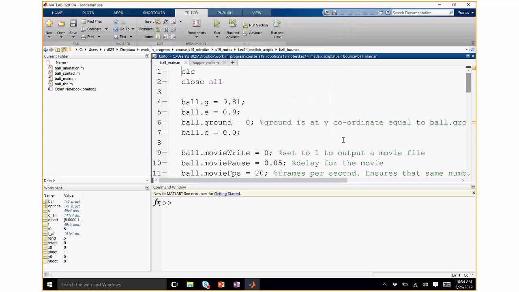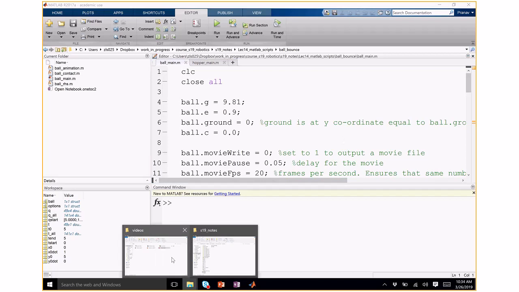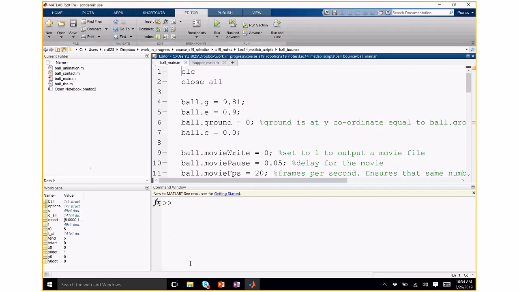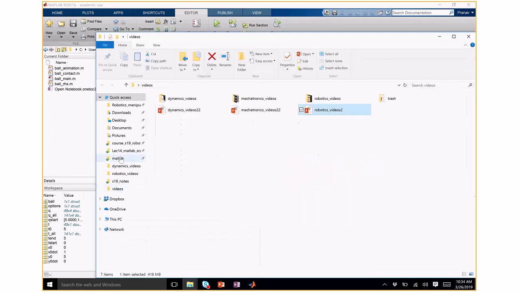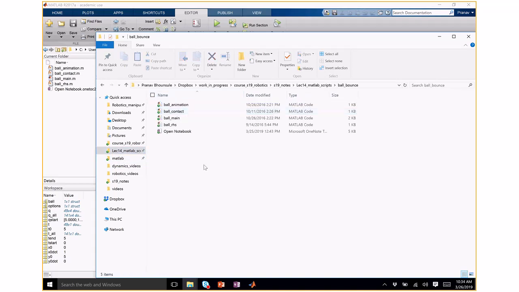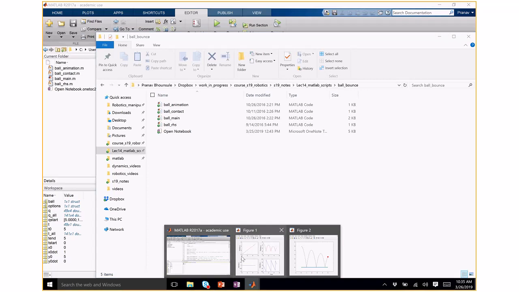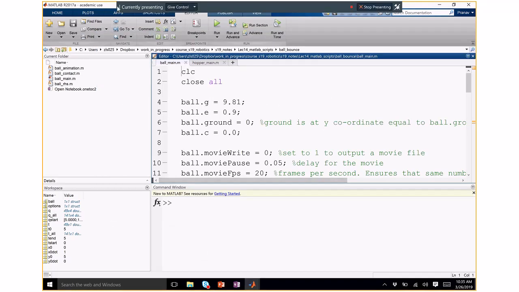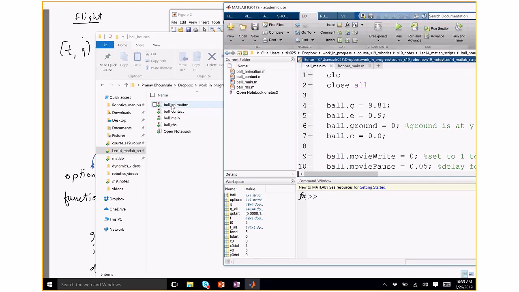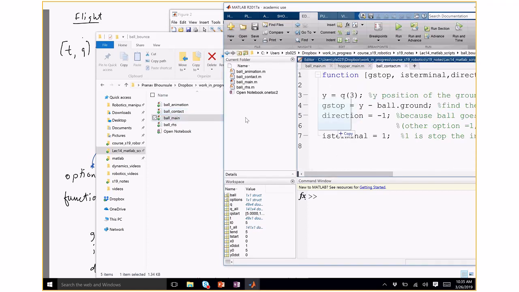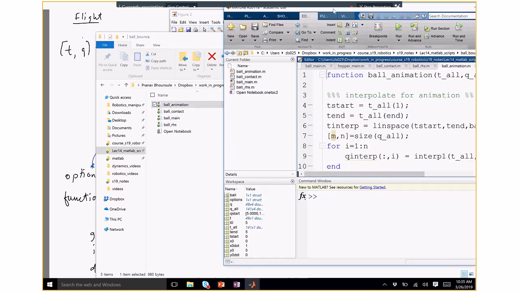Here I have about, I believe, three files. Let's see. Yeah, I just have four files, and I believe they're fairly self-explanatory. Ball animation will do the animation. Ball contact is the file I wrote, which does detection with the ground. Ball main is the main file, and ball RHS is the right hand side. Let me open all of them.